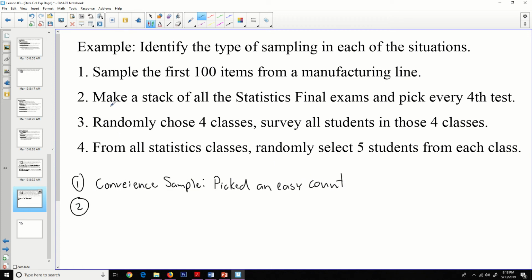Number 2, make a stack of all the statistics final exams and pick every fourth test. This is very similar to the example that I gave for a systematic sample. It is random, but has a system.